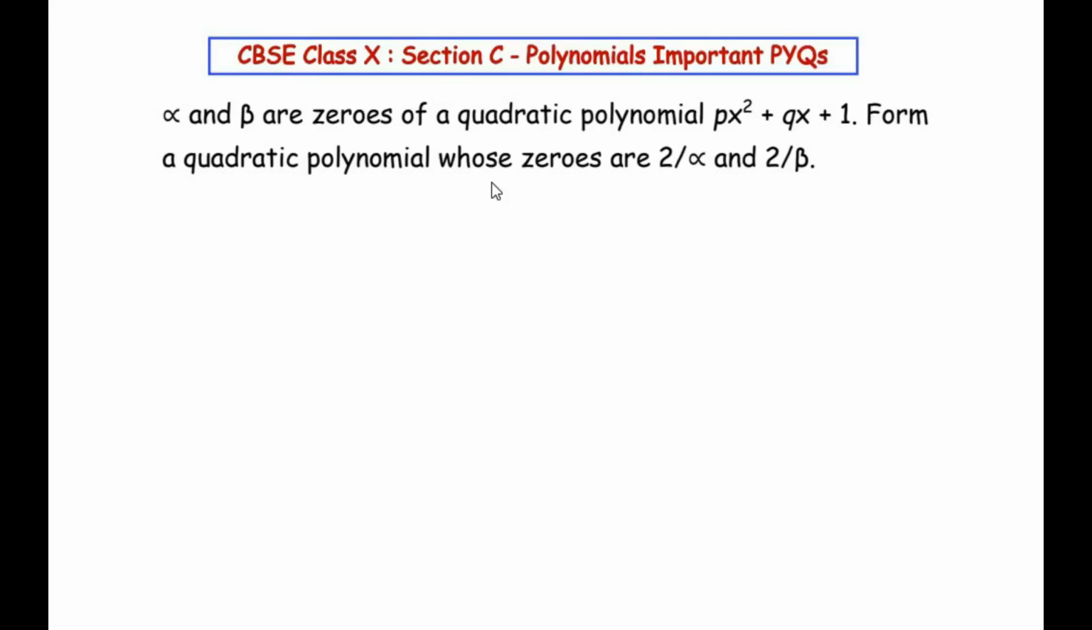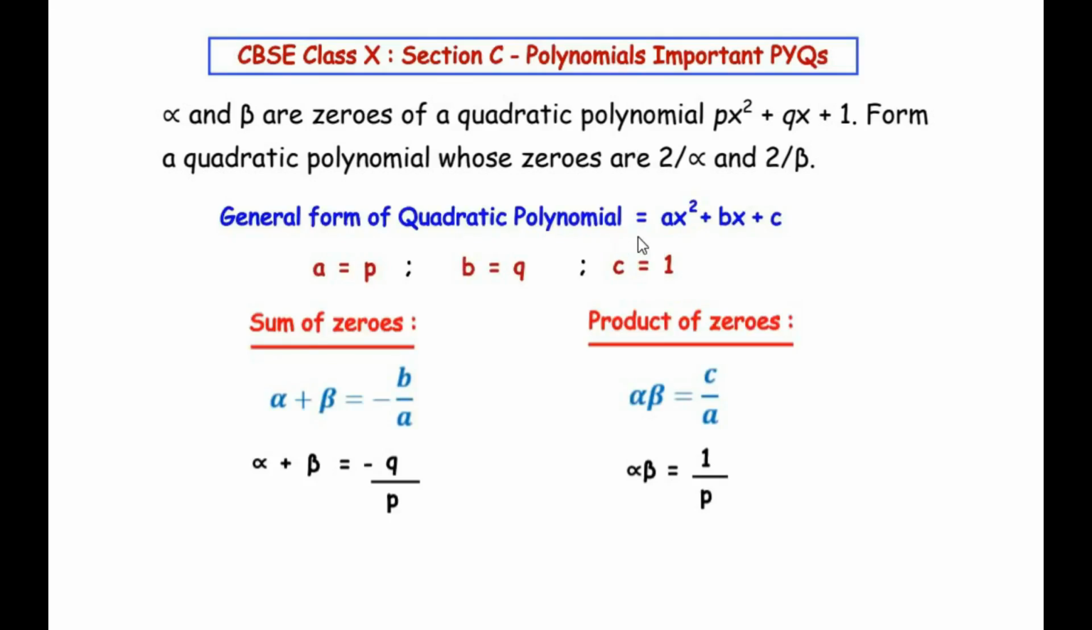So let us begin by writing the general form of a quadratic polynomial first. Now it is given as ax squared plus bx plus c. Now comparing these two equations, we can say that a is equal to p because both are the coefficients of x squared. So here we have written a is equal to p. Now b is equal to q because both are coefficients of x, and c is equal to 1 because both are constants.